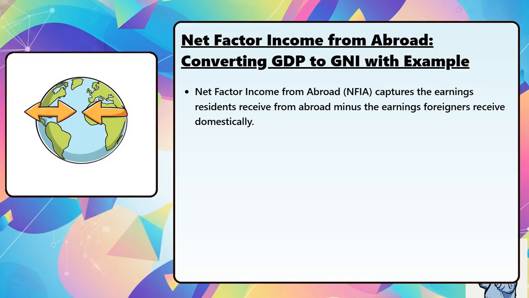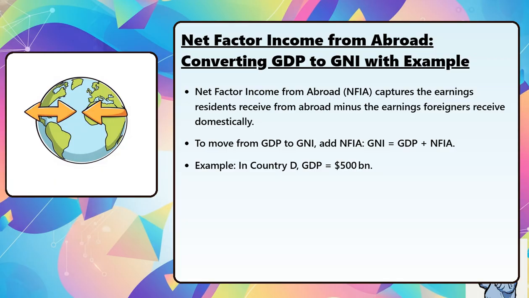Net factor income from abroad captures the earnings residents received from abroad minus the earnings foreigners received domestically. To move from gross domestic product to gross national income, add net factor income from abroad. Gross national income equals gross domestic product plus net factor income from abroad.